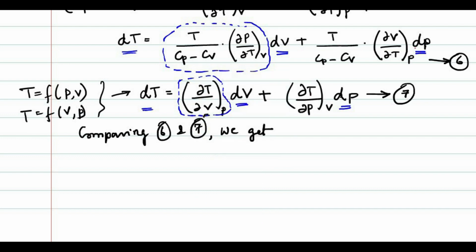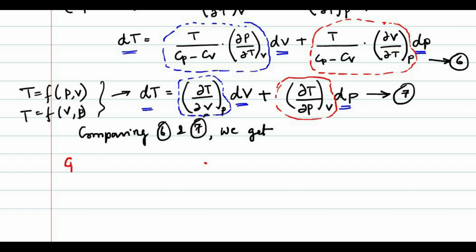Similarly, the term before dP, that is this term shown as red dotted lines, will be equal to this term. So I have to equate both the terms.